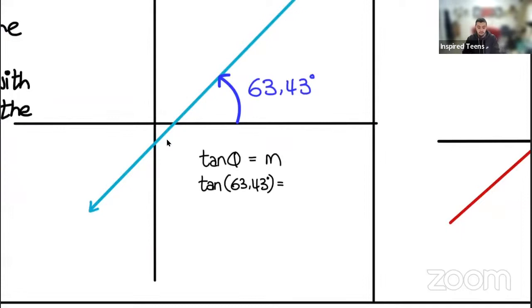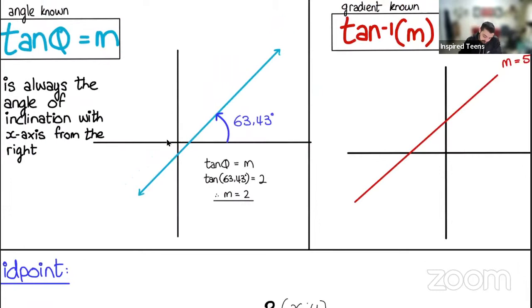So you put that in your calculator. This is not shift tan, this is just tangent 63.43. And I get 1.99956. I generally want to round off to 2 decimal places. As soon as I round this off to 2 decimal places, I get an answer of 2. Therefore, the gradient of this line is equal to 2. So when the angle is known, you can get the gradient by using tangent, subbing in that angle, and it's going to give you the gradient.